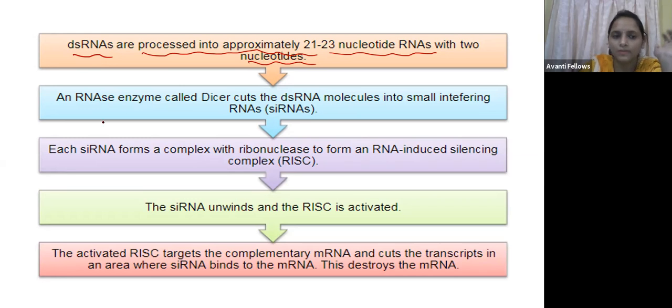Okay, so now what will happen? This double-stranded RNA is very long, right? It was very long like this. So this is a double-stranded RNA, consisting of one sense and another antisense strand. Okay, so now what will happen, guys?